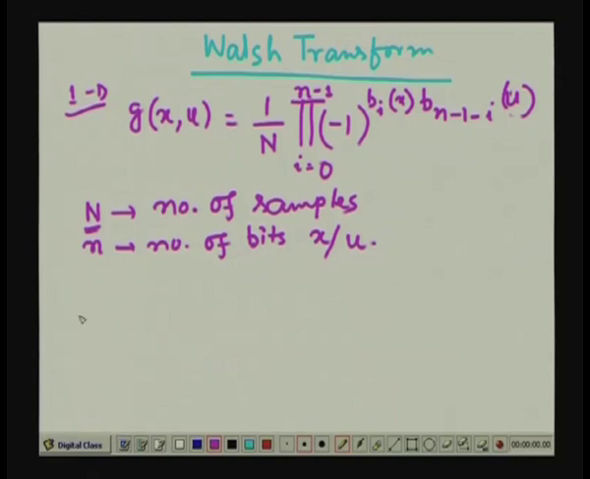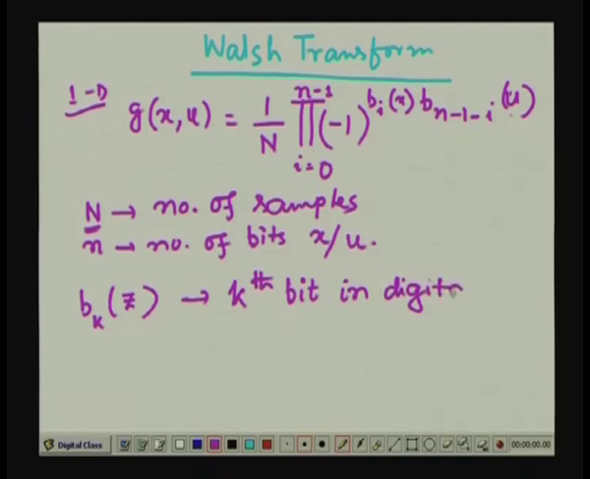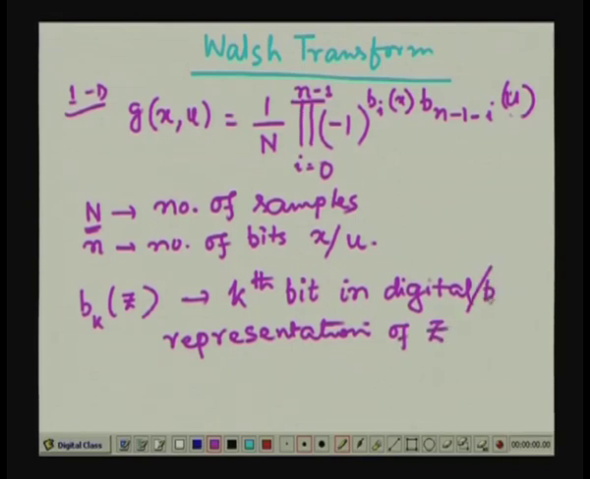Now, in this particular case, the convention is, say, b_k(z) represents the kth bit in the digital or binary representation of z.